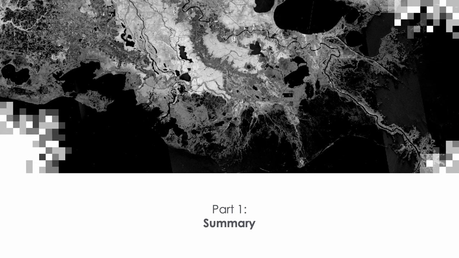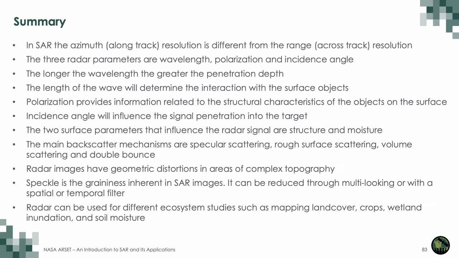And that brings us to the end of this session. Next, I will do a brief summary of the main concepts covered. In summary, in SAR, the along-track resolution is different from the across-track resolution. The three radar parameters that you need to always keep in mind are wavelength, polarization, and incidence angle. So the longer the wavelength, the greater the penetration depth. The length of the wave will determine the interaction with the surface objects. Polarization provides information related to the structural characteristics or properties of the objects on the surface. Incidence angle will influence the signal penetration into the target.